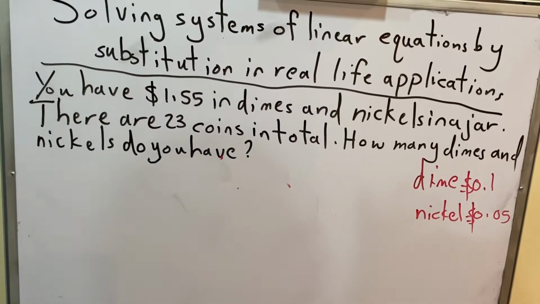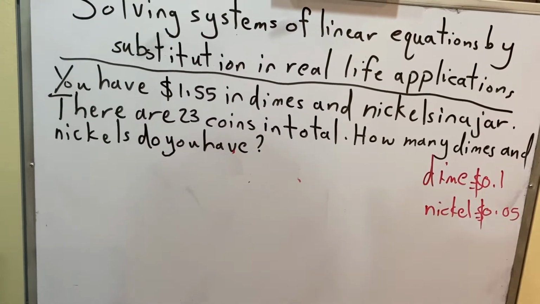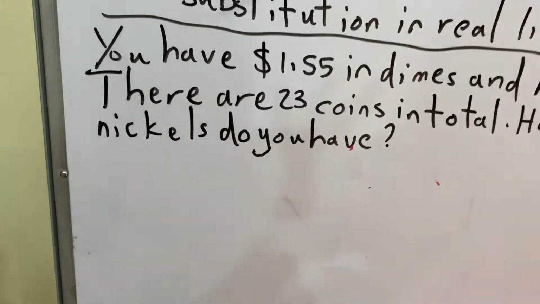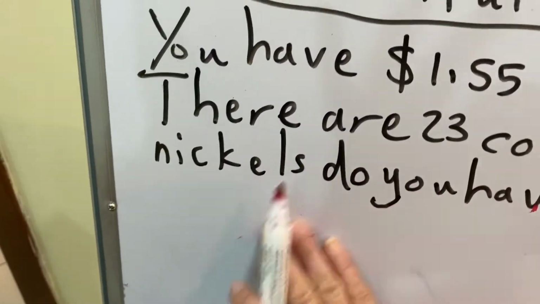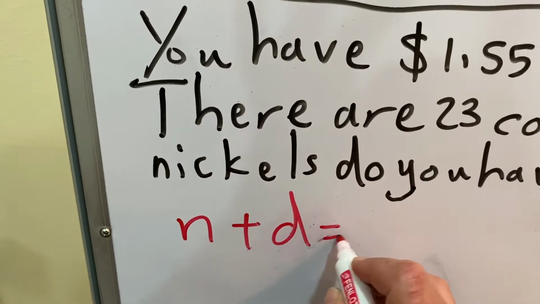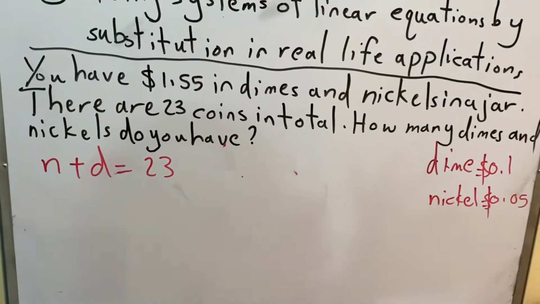Now, nickels, I will call it N, and the dimes, I will call it D. So if I add the nickels and the dimes together, they should give me 23 coins. So I will start by writing the first equation. Nickels plus the dimes should equal 23 coins.